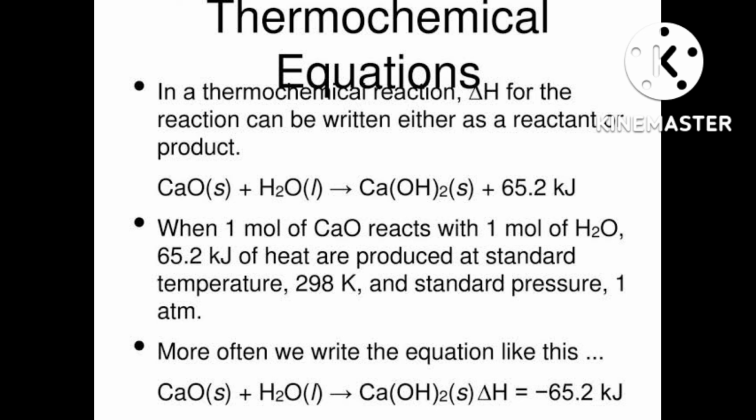After solving it, you will get the final result, that is minus 33.3 kilojoule per mole. The final result you will get is delta H, the heat of the reaction. Heat of the reaction means delta H, that is equal to minus 33.3 kilojoule per mole. Here you always have to use per mole.